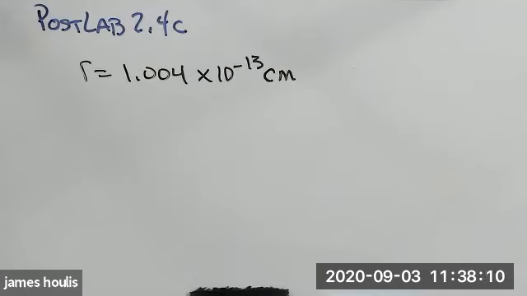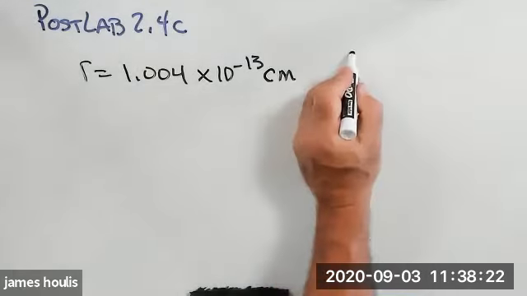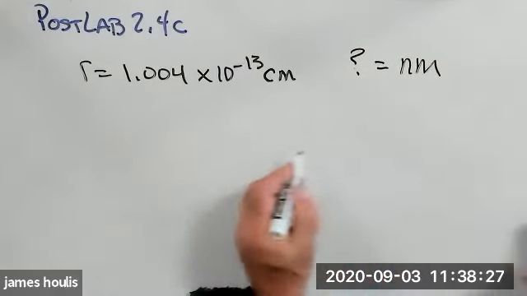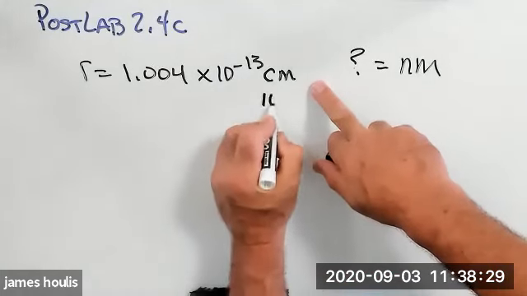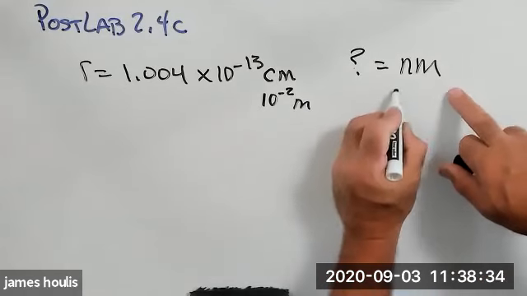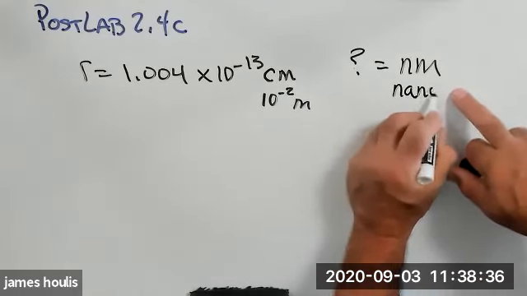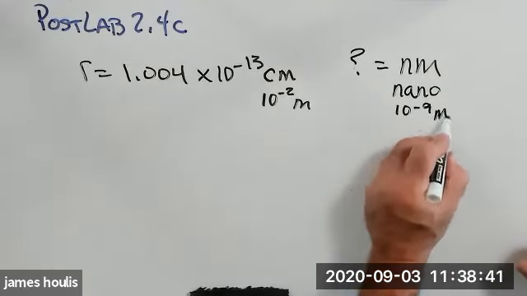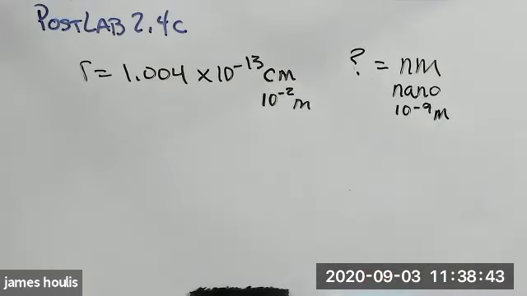In the previous problem 4B, we solved for the radius of a proton, and that number came out to be 1.004 times 10 to the minus 13 centimeters. Problem 4C asks us to convert that to how many nanometers, right? Centi is a prefix that's 10 to the minus 2 meters, and nano means 10 to the minus 9 meters, right? So that's where we're going.